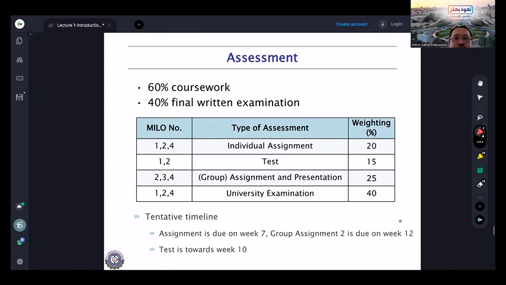So if we change this, I will let you know. I mean, especially for assignments: whether we have only one individual assignment or several, and for the group assignment, whether we have one or two. But the weightage will be maintained: 20% for the individual assignment and 25% for the group assignment.